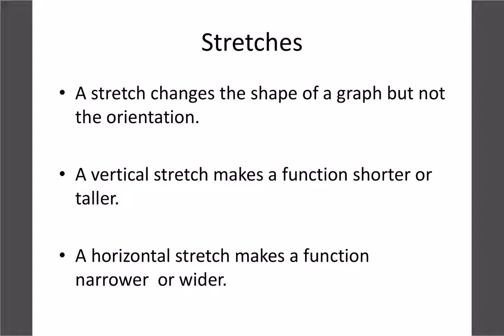So remember, with translations, we said the graph stayed exactly the same. So if I started with a quadratic and we moved it left, right, and up, down, the graph itself stayed exactly the same shape and orientation. It just went over a certain distance and up or down a certain distance. Now with a stretch, the graph is going to look distorted. It's going to look taller and skinnier. It's going to look shorter and wider, and so on. So a vertical stretch will take that graph and make it shorter or taller. A horizontal stretch will make it look narrower or wider.